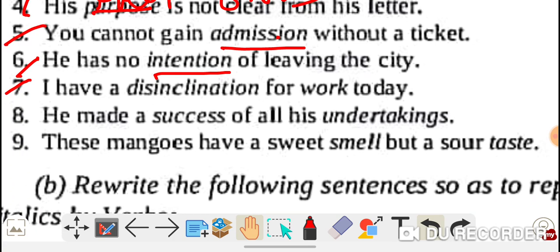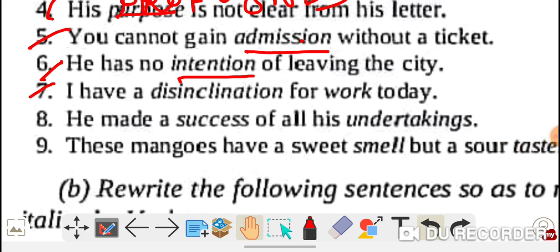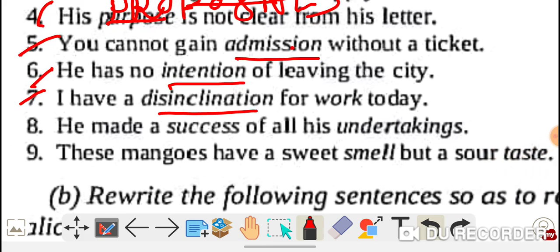Number 7. I have a disinclination for work today. So what is the verb form of disinclination? Disinclination is a noun. So the verb form is disincline. Okay. The answer is, I am disinclined to work today.